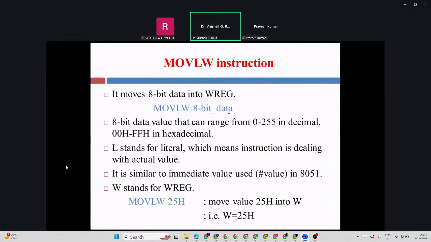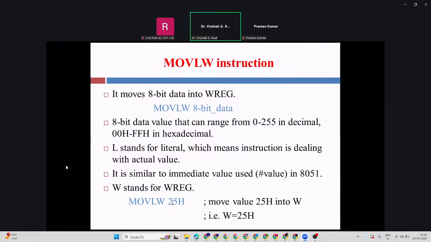We are not addressing any memory to take the value from that memory. We are saying that whatever data is given here, consider it as the data and move it to W. That is what L is trying to say. It is similar to an immediate value: move that immediate value to the W register.